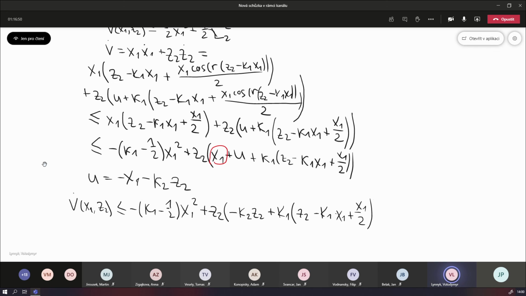And it's equal to minus k1 minus 1/2 x1 squared plus, what we can see is that plus open k1 minus k2 z2, because here this term k1 with z2, and here this term.